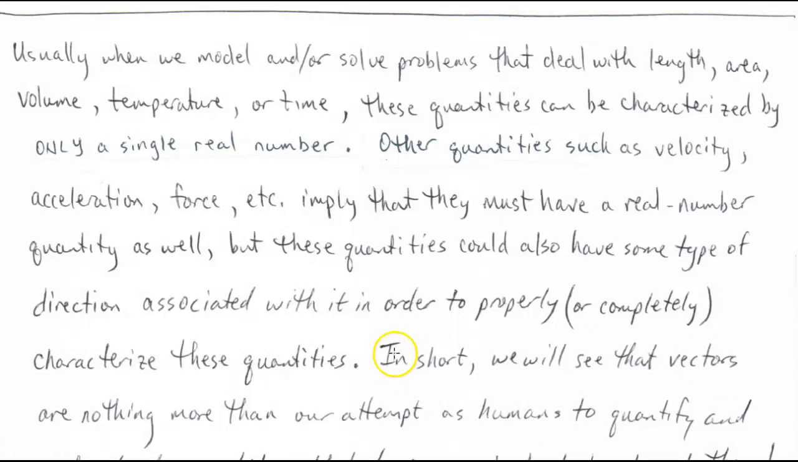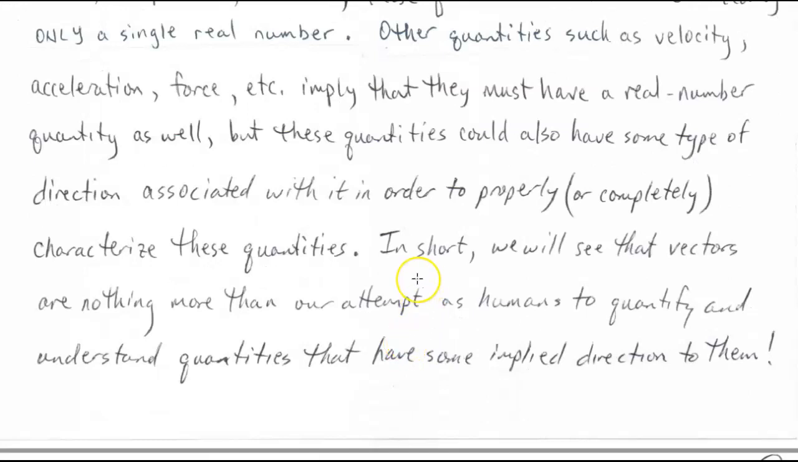So as I state here, in short, we will see that vectors are nothing more than our attempt as humans to quantify and understand quantities that have some implied direction to them.